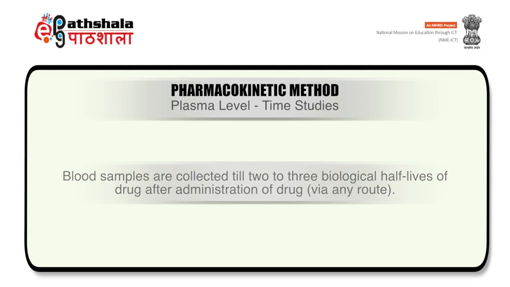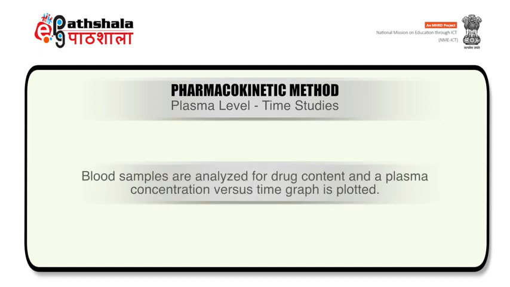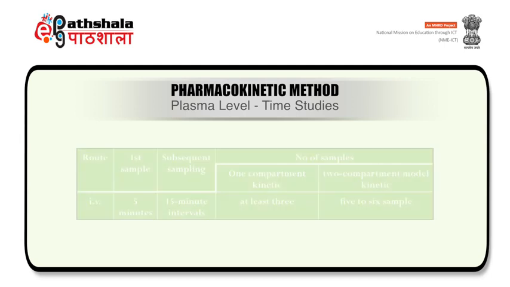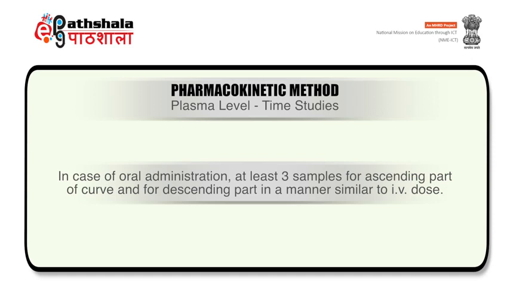Upon administration of a drug via any route, blood samples are collected till 2 to 3 biological half-lives of the drug, and then the samples are analyzed for drug content and a plasma concentration versus time graph is plotted. In intravenous dose, the first sample is taken within 5 minutes and then at 15 minute intervals, at least 3 samples in case of one compartment kinetics and 5 to 6 samples for drugs that follow the 2 compartment model kinetics. In case of oral administration, at least 3 samples for the ascending part of the curve and for the descending part in a manner similar to intravenous dose.